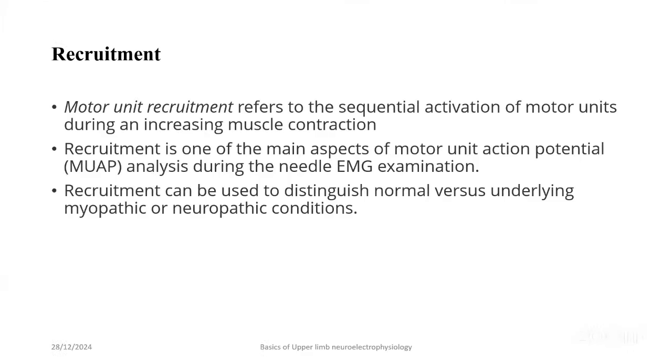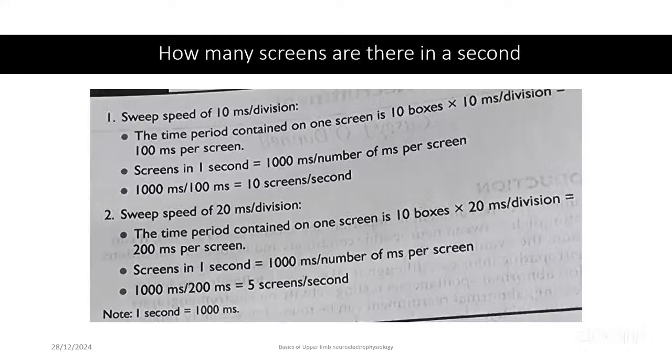Motor unit recruitment refers to the sequential activation of the motor units during an increasing muscle contraction. It is one of the main aspects of the motor unit action potential analysis during the EMG. The recruitment can be used to distinguish normal versus underlying myopathic or neuropathic conditions.